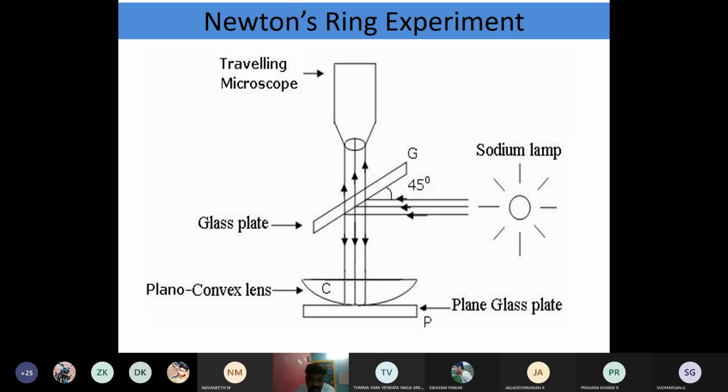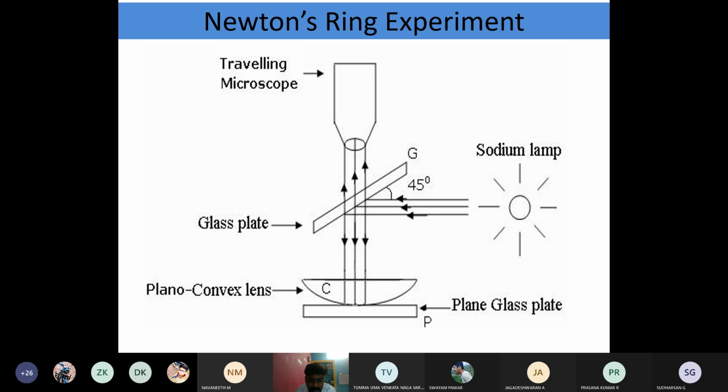The transmitting ray falls on the glass plate, then on the plano-convex lens, then goes to the plain glass plate. When it strikes the bottom surface of the plain glass plate, it will reflect back. So the transmitting ray and the reflecting ray are superimposed with each other. When the two rays collide with each other, as a result we obtain the interference pattern. That interference pattern is what we are going to view with the help of the traveling microscope.